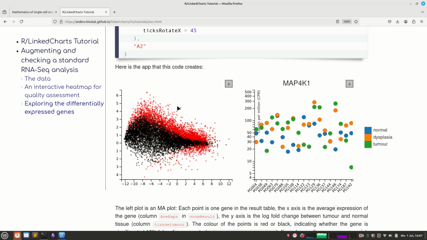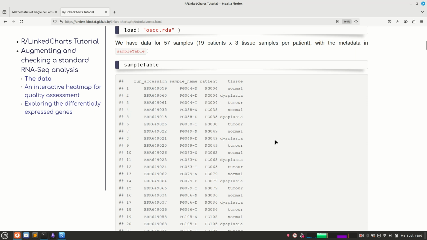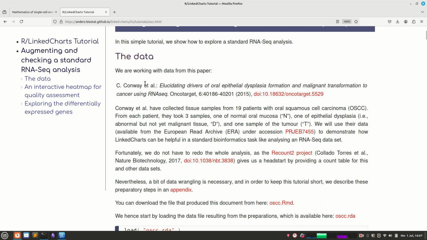But in order to demonstrate it, we used a bulk RNA-seq data set, which we've chosen because it's pretty prototypical, standard. It comes from this publication here, Conway et al., Elucidating drivers of oral epithelial dysplasia formation and malignant transformation to cancer using RNA-seq. It's 9 years old. It appeared in OncoTarget, which I guess is a mid-ranking biology journal. It didn't make too much of a stir.